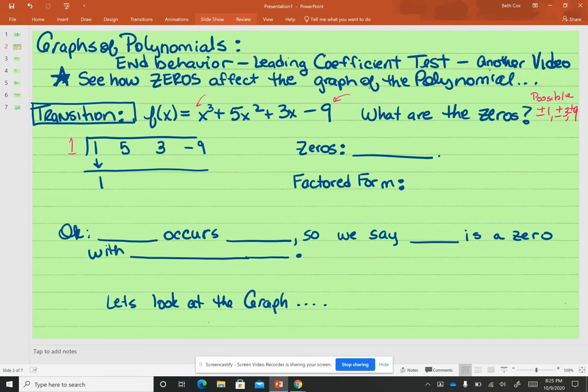So 1 times 1 is 1. 5 plus 1 is 6. 1 times 6 is 6. 3 plus 6 is 9. And 1 times 9 is 9. And it worked. So 1 is a 0.